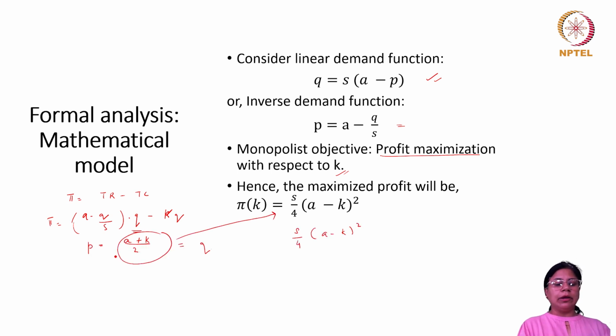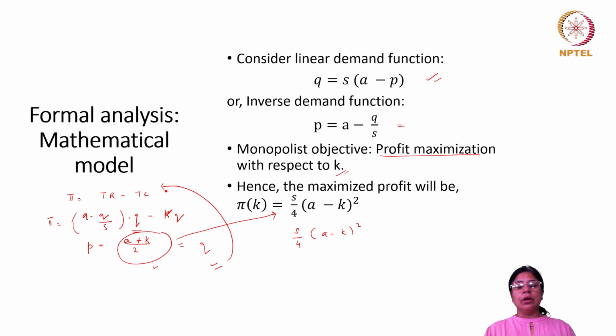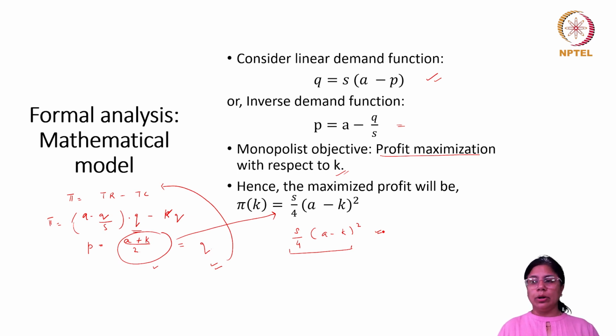We will get price equal to (A plus K) by 2. Using this we can get the value of Q, and once we plug in these numbers to calculate your total revenue and total cost, you will find that the profit will now be equal to S by 4 into (A minus K) whole square. So then using this, we have to now figure out whether the monopolist will be making profit or not if he or she goes ahead with the innovation.